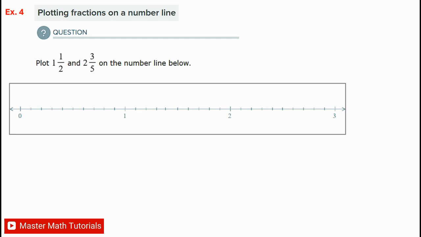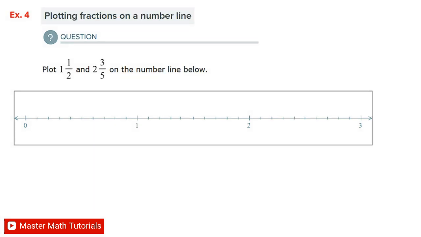Okay, another example. We are going to plot the mixed numbers 1 and 1/2 and 2 and 3/5. Let's count the number of ticks between each whole number. From 0 to 1, we have 1, 2, 3, 4, 5, 6, 7, 8, 9, 10. So we have 10 ticks between each whole number.